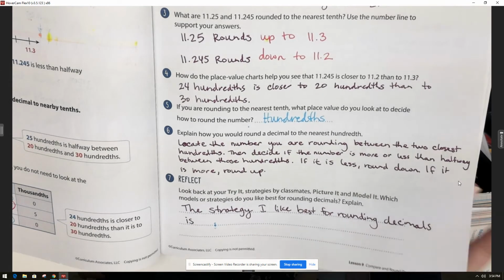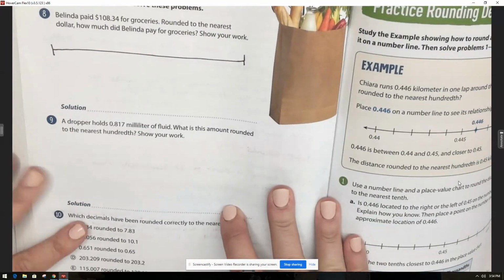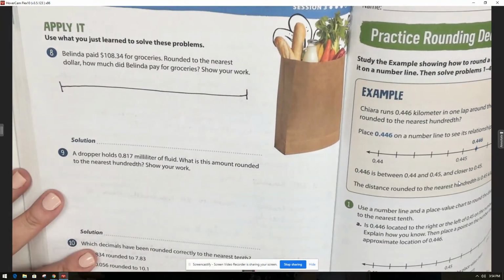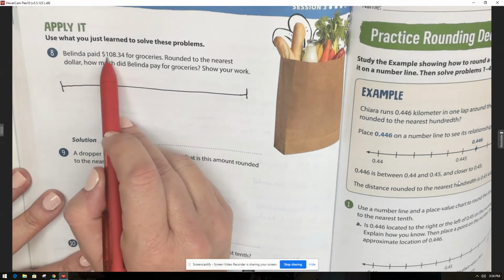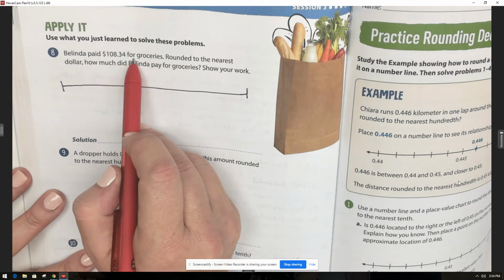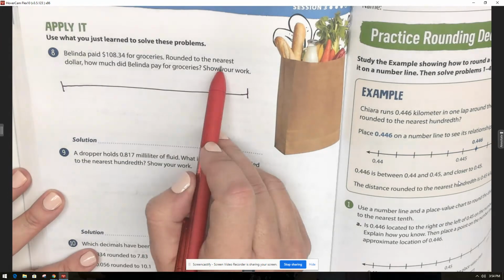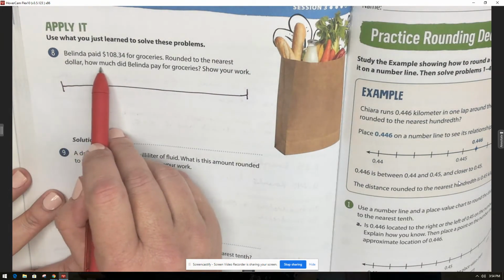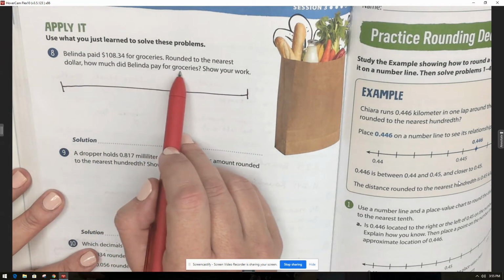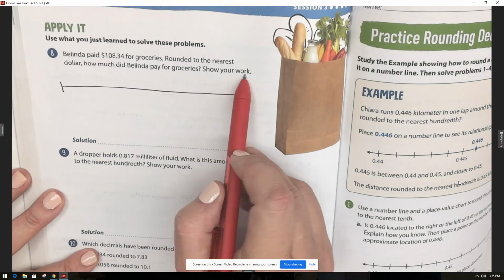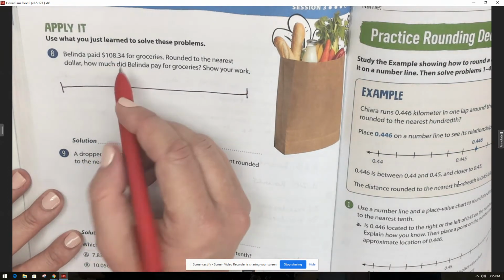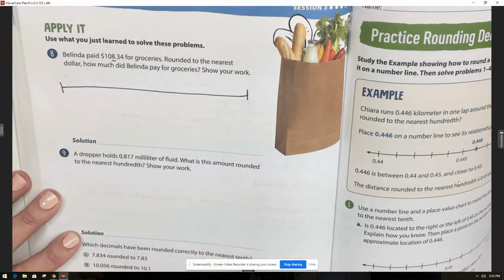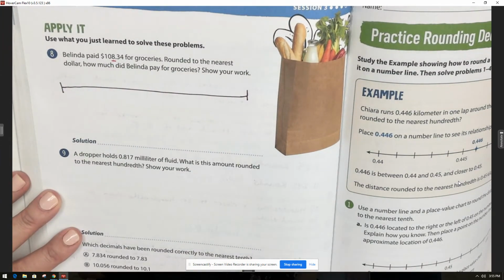All right, go ahead and turn to page 180. Number 8 says, Belinda paid $108.34 for groceries. Rounded to the nearest dollar, how much did Belinda pay for her groceries? Show your work. So if we're going to round to the nearest dollar, that 8 is in the ones place, or the dollar place, and a dollar is worth 1. So we're going to round it to the nearest 1.